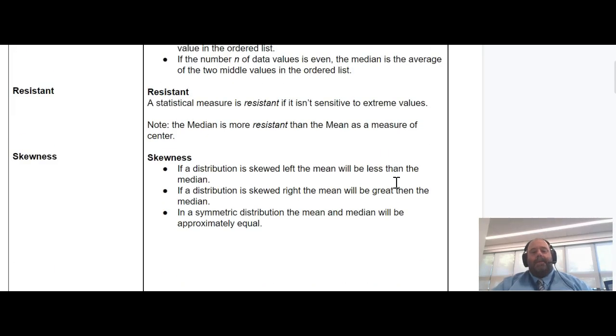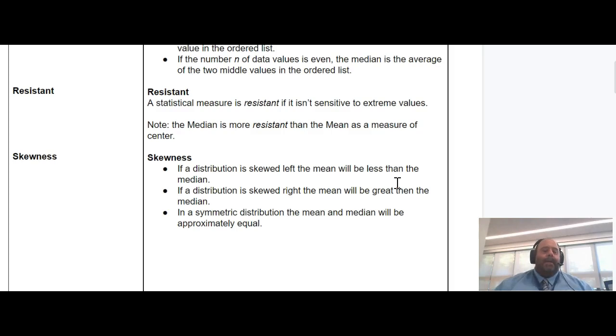Okay, so there's a relationship with skew here. If your data set is skewed left, which means the tail goes to the left, which means you have an extreme value going to the left, then the mean is going to be less than the median. It's going to be to the left of the median. Likewise, if your data set is skewed right, you have an extreme value going to the right, the mean's going to go above the median, right? It's going to be to the right of the median in the data set.